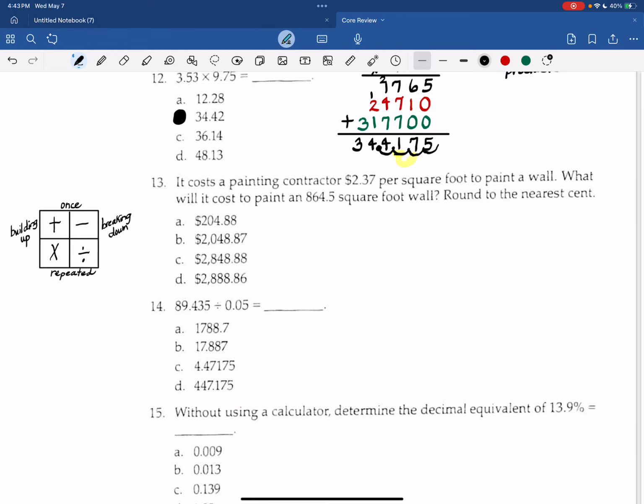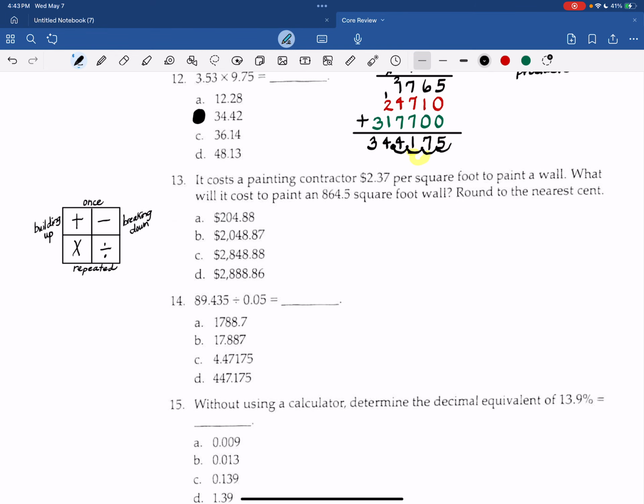All right, number 13 is a word problem, so I'm going to use roses, and I'm going to be very, very careful. It costs a painting contractor $2.37 per square foot to paint a wall. What will it cost to paint an 864.5 square foot wall? Round to the nearest cent.